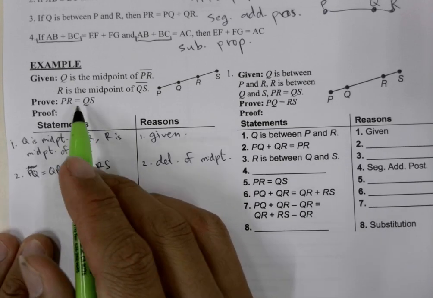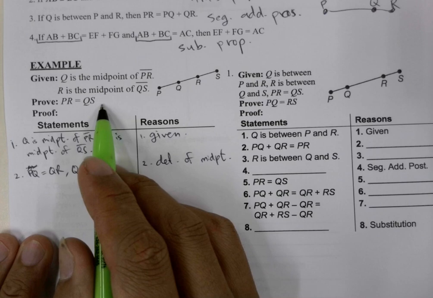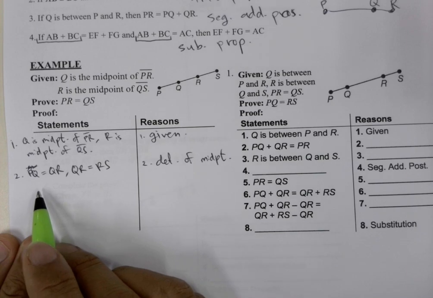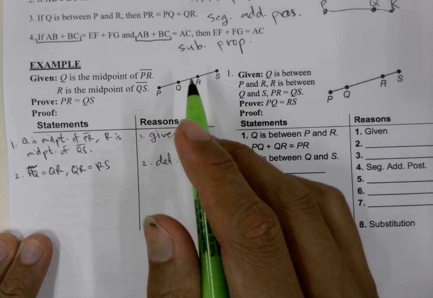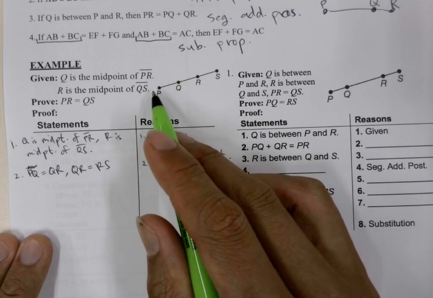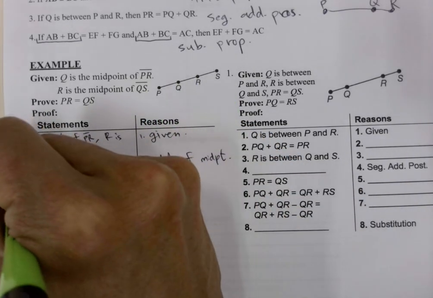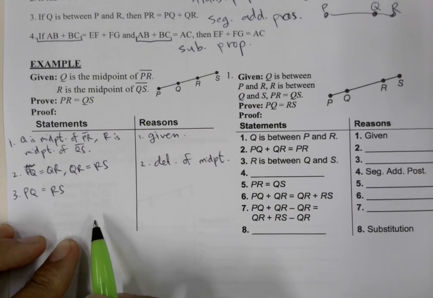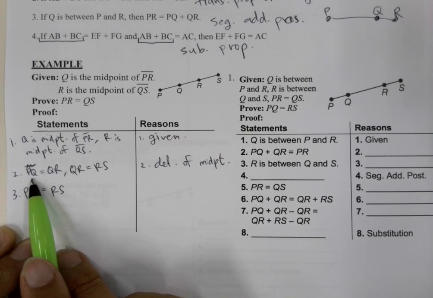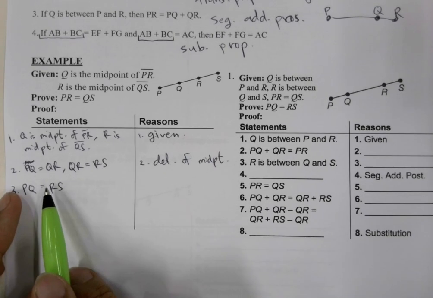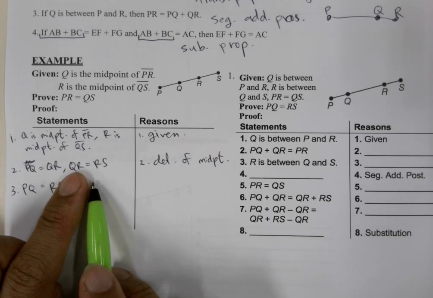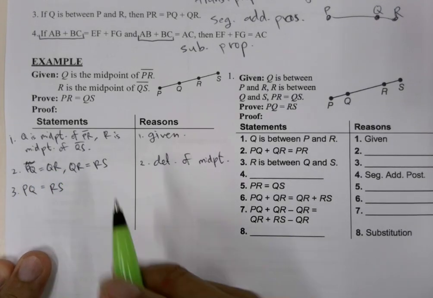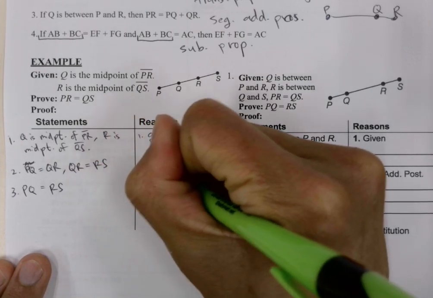And so from here we're trying to say PR is equal to QS, and so we also want to say that PQ, this segment here, is equal to RS, this segment over here. So that's going to be our third one: the measure of PQ is equal to the measure of RS. And how are we able to say that PQ is equal to RS? Well, we have here PQ is equal to QR, and QR is equal to RS. So we're able to say PQ is equal to RS. And what's our reason for that one? Well, it's the transitive property.